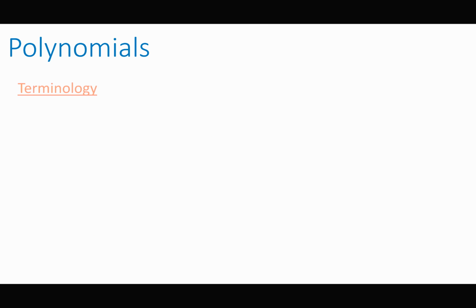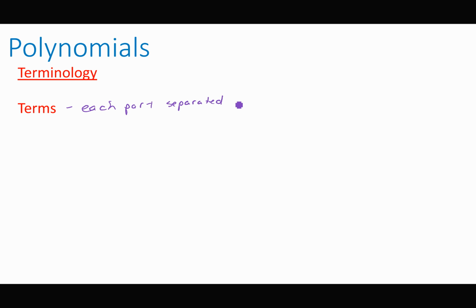All right, let's talk some terminology. So when we're working with polynomials, we talk about the terms of the polynomial. And so the terms are simply each part separated by addition or subtraction. So addition or subtraction is the only thing that can break apart terms. So 7ABC, that's still just one term. But 7 plus B plus C, that's 3 terms.